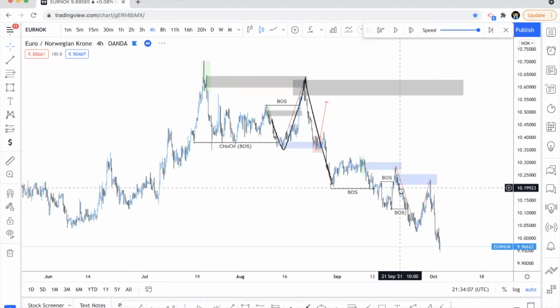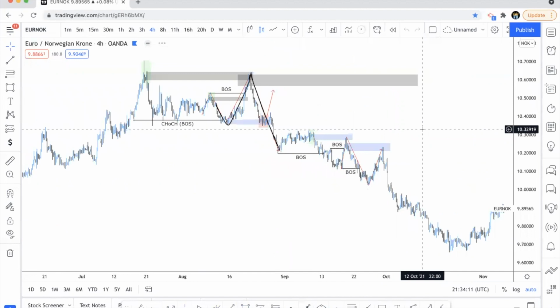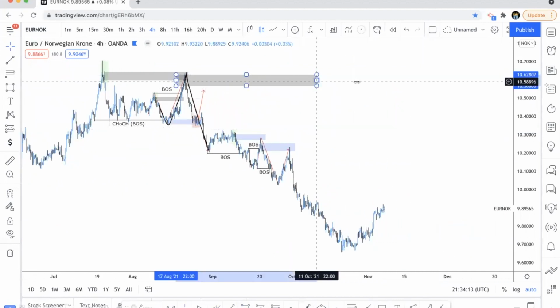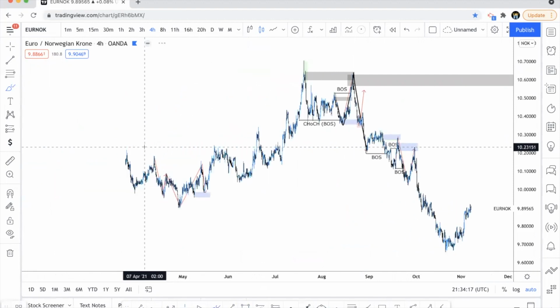So notice how, let's get out of here first. Right here. Notice how we have a high. Let's zoom out a bit.